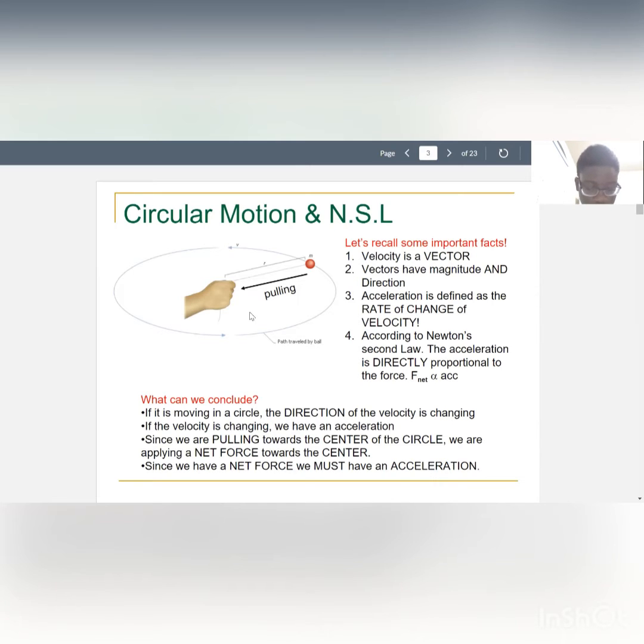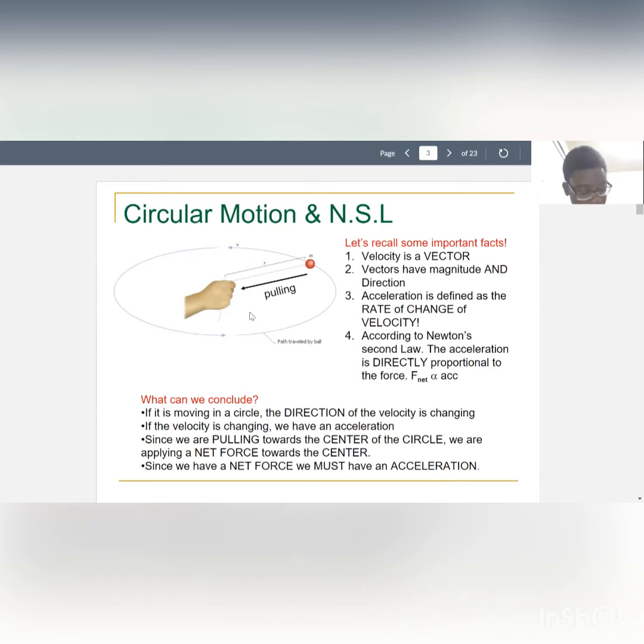And so if an object is moving in a circle, then the direction of the velocity is constantly changing. And I mentioned that earlier. And remember that if the velocity is changing, we have acceleration. So as this ball is moving around, its speed is staying the same, but its direction is constantly changing, because you see where it's positioned is going to be changing as it moves around constantly.